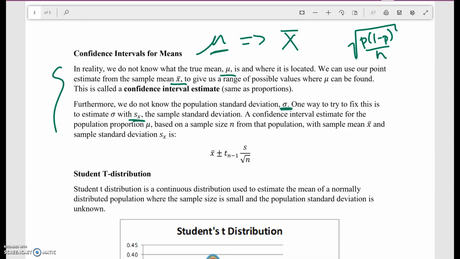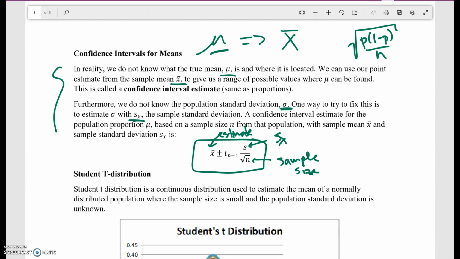So basically, the confidence interval formula is this: x bar plus or minus t sub n minus 1 times s over square root of n. Here, x bar is my estimate. This s is basically my s sub x, my standard deviation. And this n is just my sample size. If you want to know where this formula came from, I can show you in class, and I can go ahead and derive it for you.